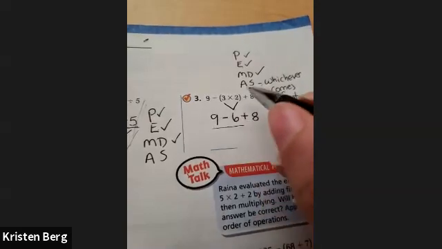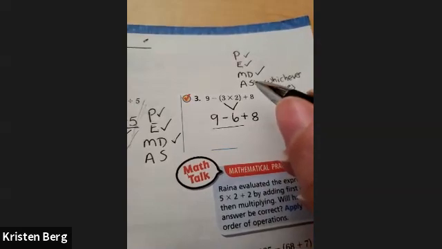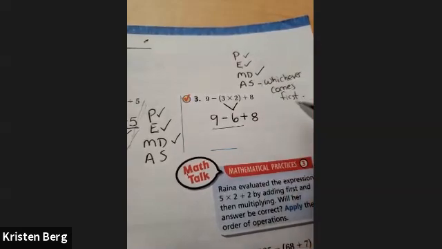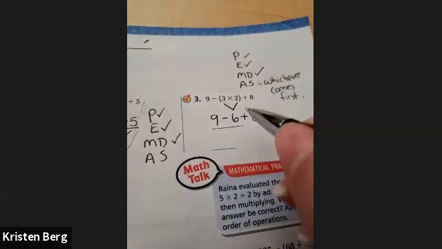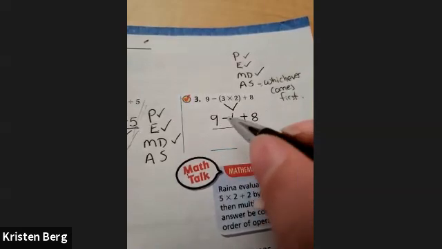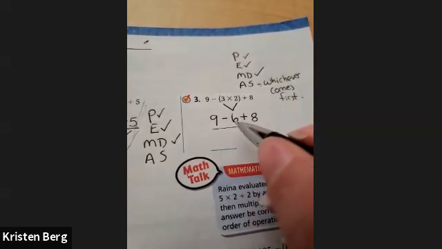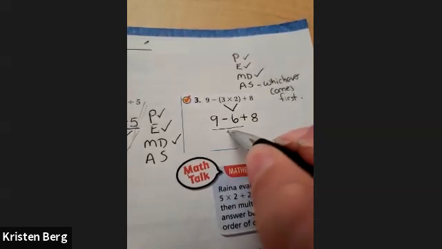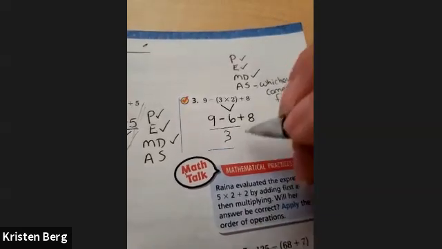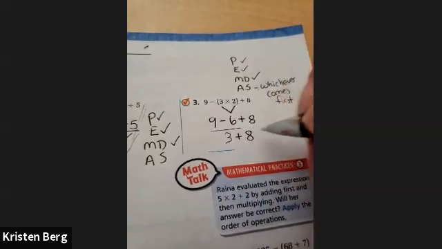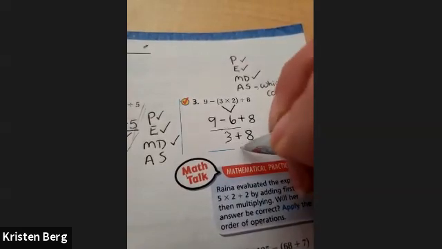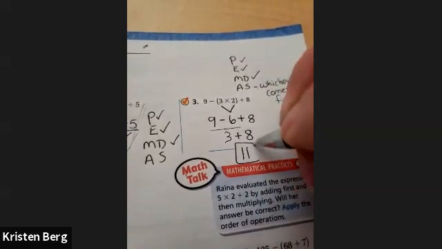So all subtraction and addition, whichever comes first, is the last step. So since subtraction is first, we have to do that. So what is 9 minus 6? It would be 3. And then we do the last step, which is an addition in this case, which is 11. So your answer is an 11.